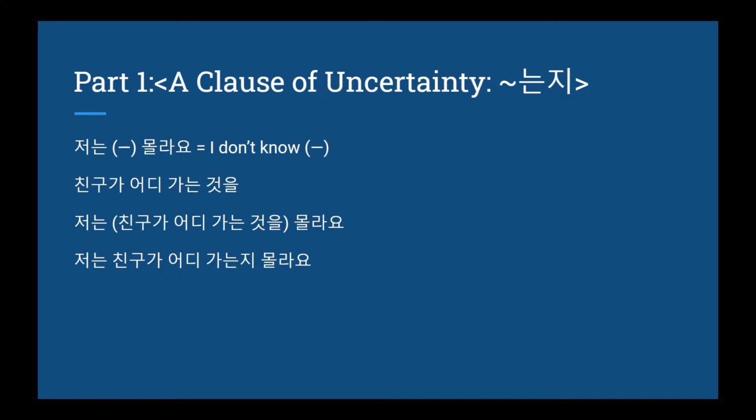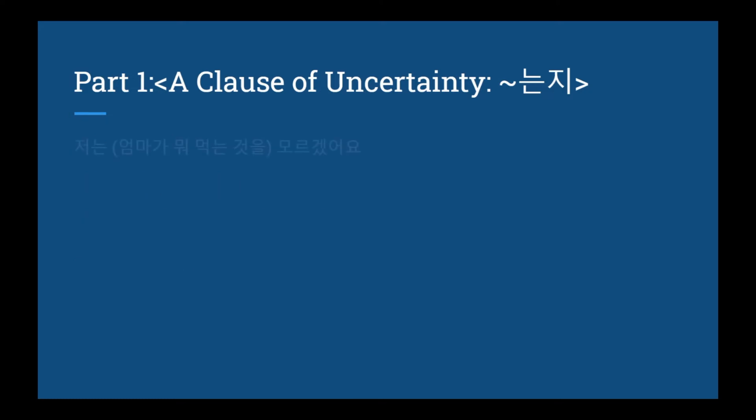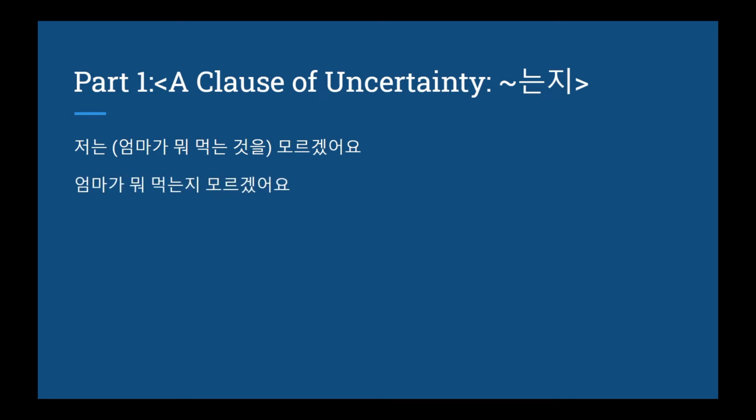Now, let's do the same process with some question words like what, how, when, who, etc. I don't know what my mom is eating. This sentence, let's look at it. I is the subject. Don't know is the verb again. And the uncertainty is what my mom is eating. So this sentence here. 저는 엄마가 뭐 먹는 것을 모르겠어요. Now again, adding 는지 instead of 는 것, we get 엄마가 뭐 먹는지 모르겠어요. I don't know what mom is eating.